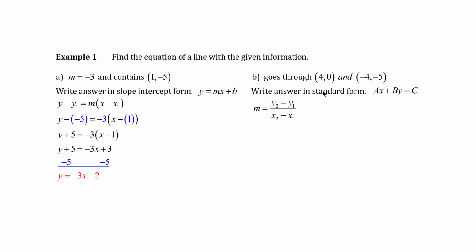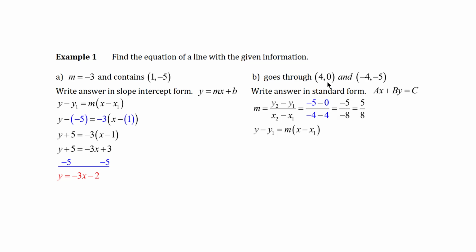Substituting in those values into the slope equation, we get that m is equal to -5 minus 0 divided by -4 minus 4. Simplifying this, we get -5 divided by -8, which is equal to +5 over 8. Now that we have the slope, we can use the point-slope equation. We substitute 5 over 8 in for m, and for the x1 and y1, we can use any one of the given points. We can use 4, 0 or -4, -5. However, I'm going to use 4, 0 because it's easier to do calculations with those numbers.